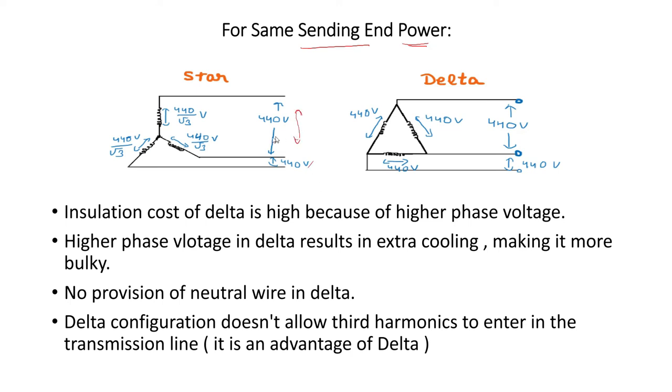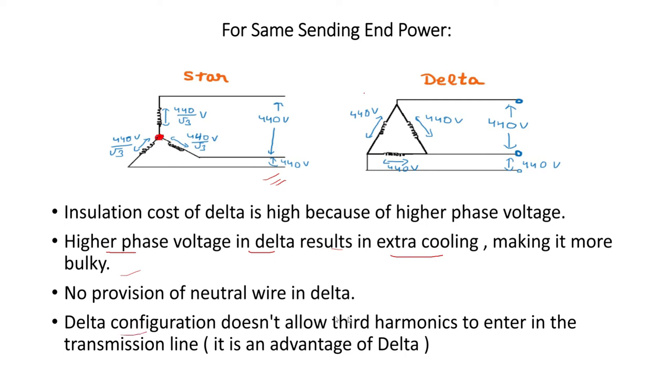So here line voltage is 440, then phase voltage in star is 440 upon root 3, and since in a delta connected system line voltage and phase voltage are the same, phase voltage is 440. You can see that the phase voltage in star is less than the phase voltage in delta. Therefore insulation cost of delta is high because of higher phase voltage. Then higher phase voltage in delta results in extra cooling and makes it more bulky. Therefore we prefer star. Then in delta there is no provision of neutral as in star.